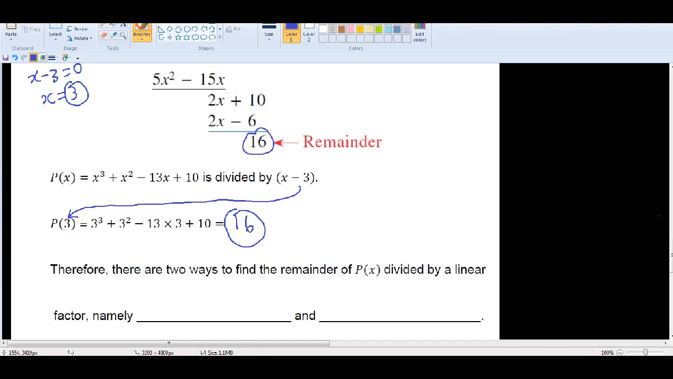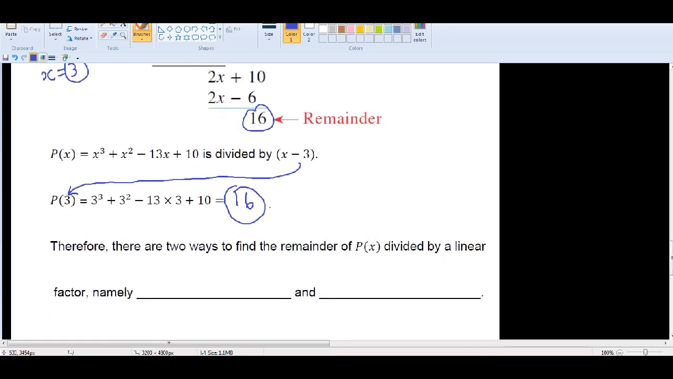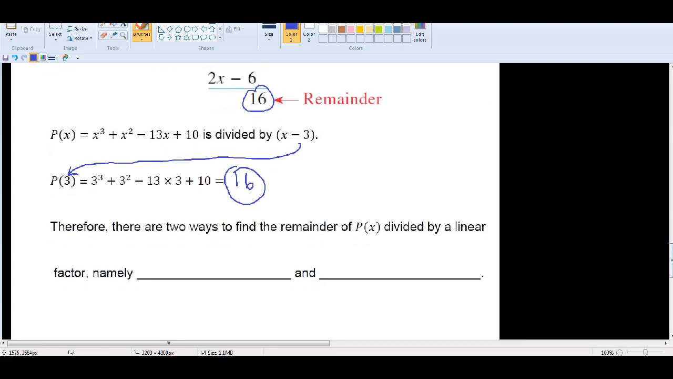Let's have an overview of the whole picture. If something is divided by x minus 3 and you do the long division, you will get remainder 16. If you don't want to do the long division, a much quicker shortcut would be just to substitute that 3 into the polynomial, and you will get a number which is equal to the remainder. That's what you need to understand.